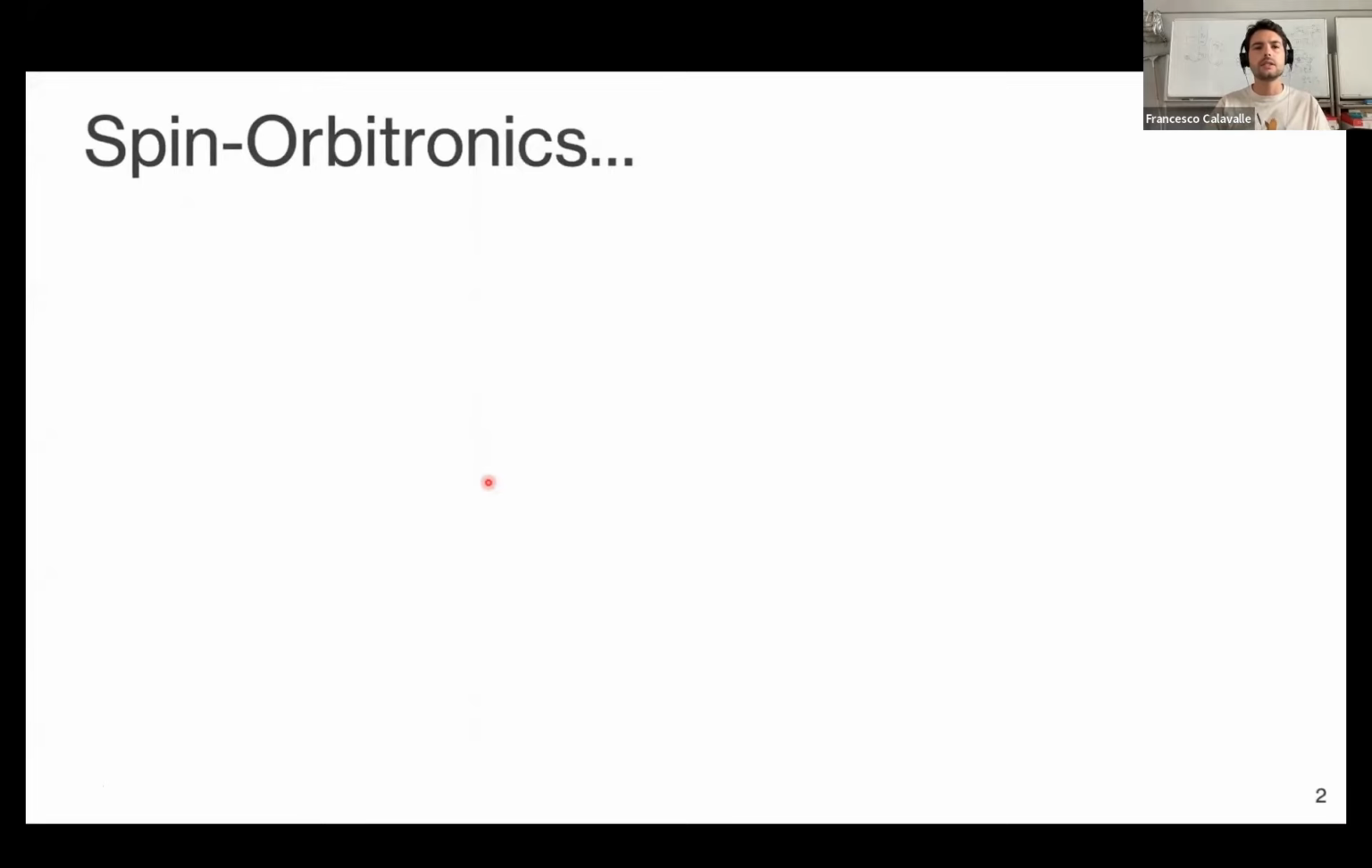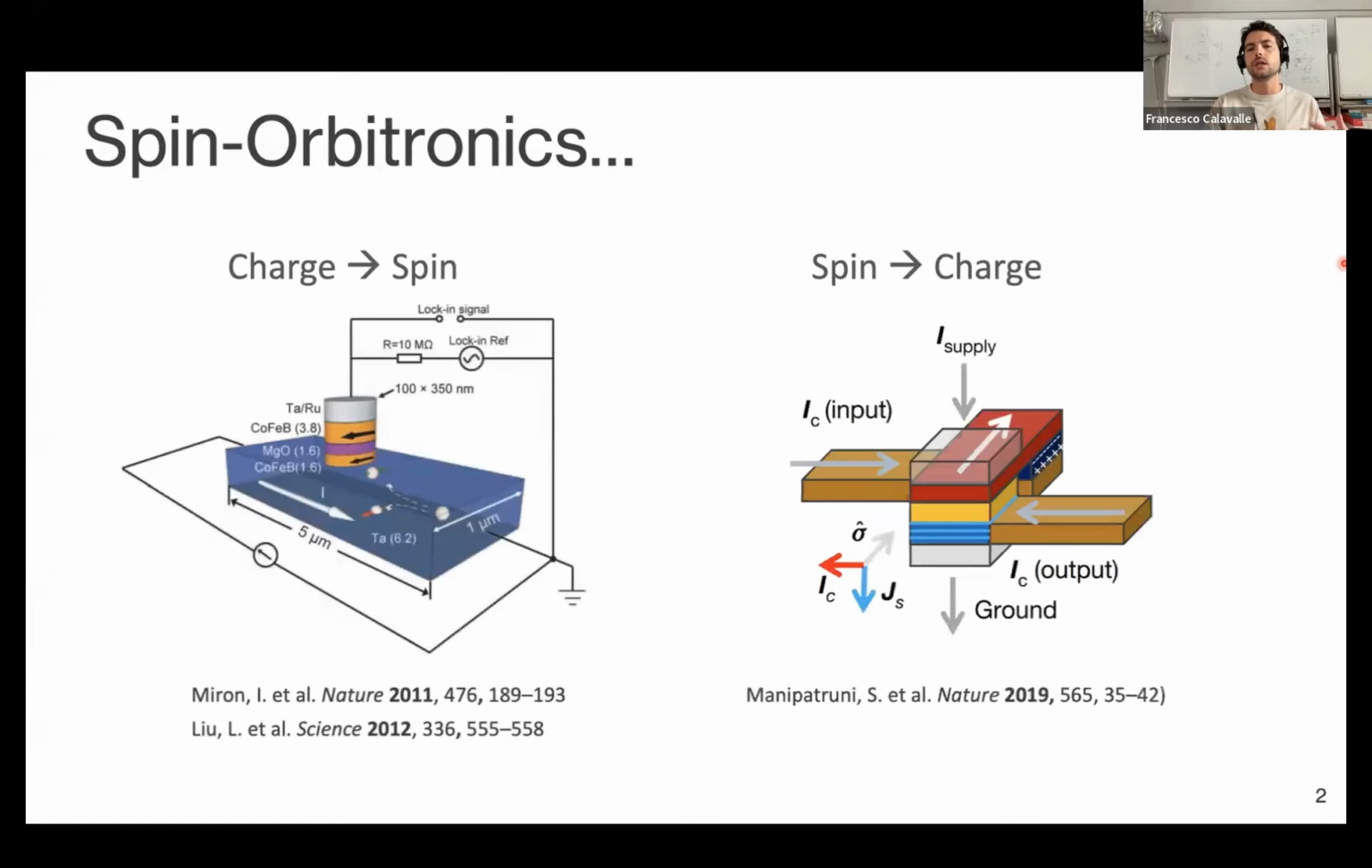my previous group, we were really interested in spintronics and spin orbitronics, which, as you all know, is the branch of material science that aims to use the spin degree of freedom of electrons to store and manipulate information, with the objective of at least partially solving the power consumption problem that we are facing with traditional electronics. So there are already famous examples which use charge-to-spin and spin-to-charge conversion to write and read the memory bit in devices.